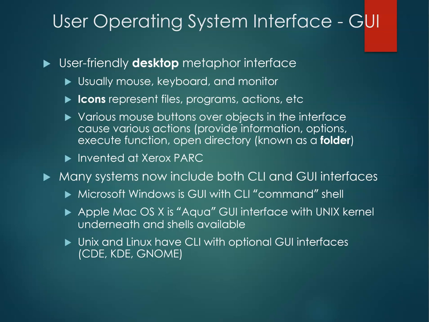Most systems now include both a CLI and a GUI. Windows is a GUI with a command line. Mac OS is a GUI with a Unix kernel underneath. And Unix and Linux have command line options with multiple interfaces, CDE, KDE, GNOME, and there's others.